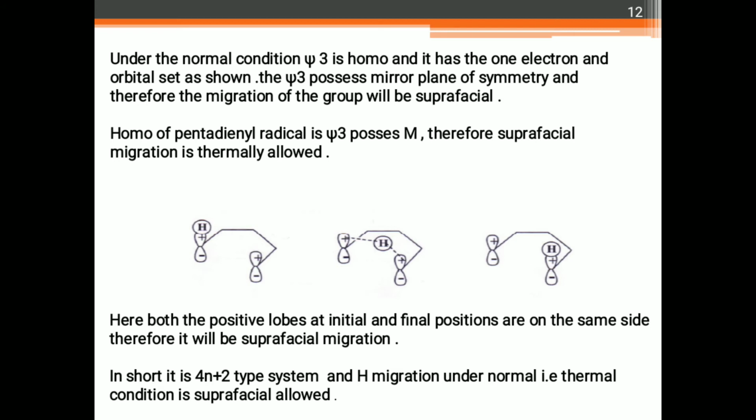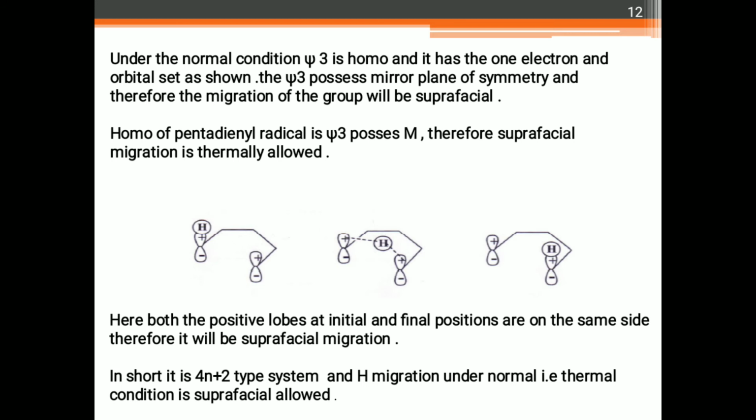Under the normal condition, psi 3 is the HOMO, having one electron in the orbital set shown. The psi 3 possesses a mirror plane of symmetry, so migration of the group will be suprafacial. The HOMO of the pentadienyl radical is psi 3, which possesses a mirror plane of symmetry. So the suprafacial migration is thermally allowed.